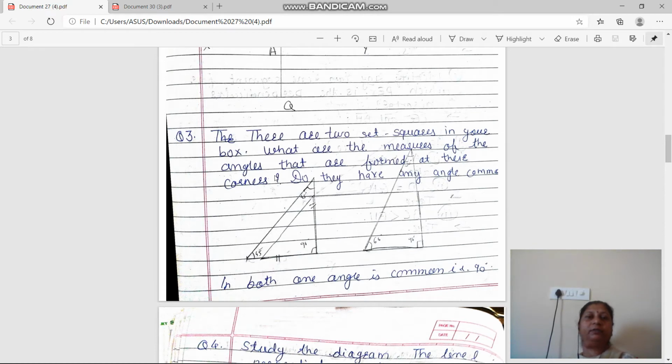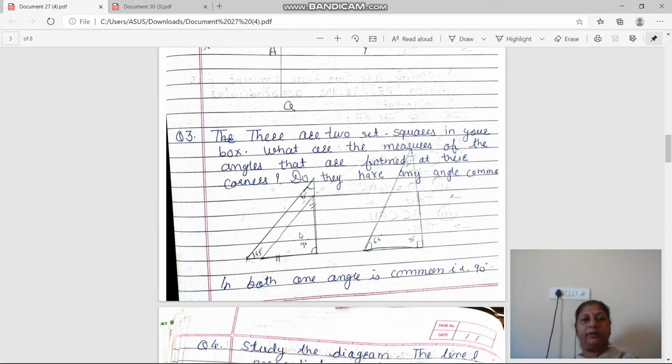There are two set squares in our geometry box. What are the measures of the angles at their corners? Do they have any angle in common? See, this type of set square is there in your geometry box.